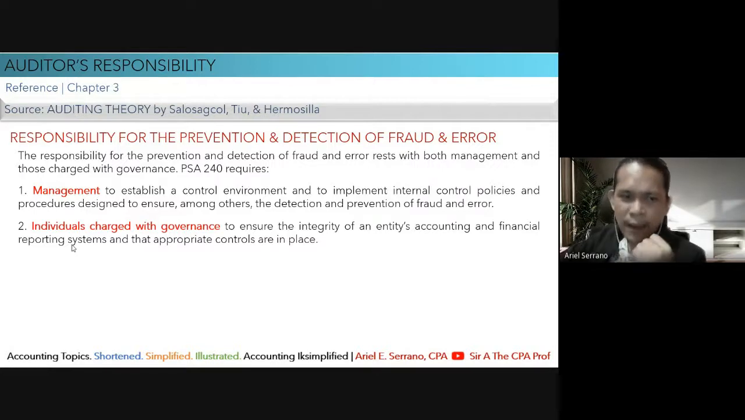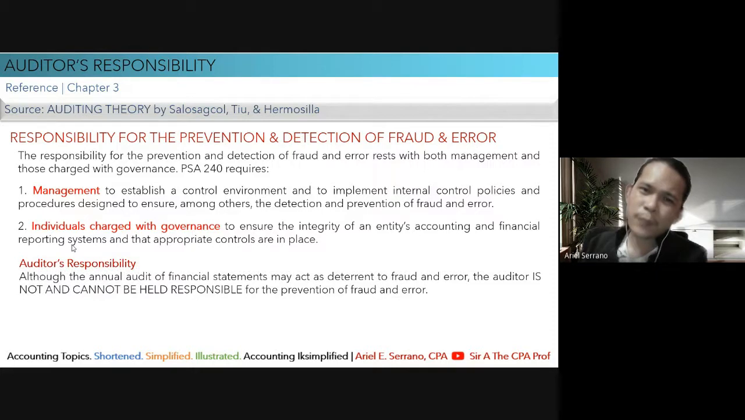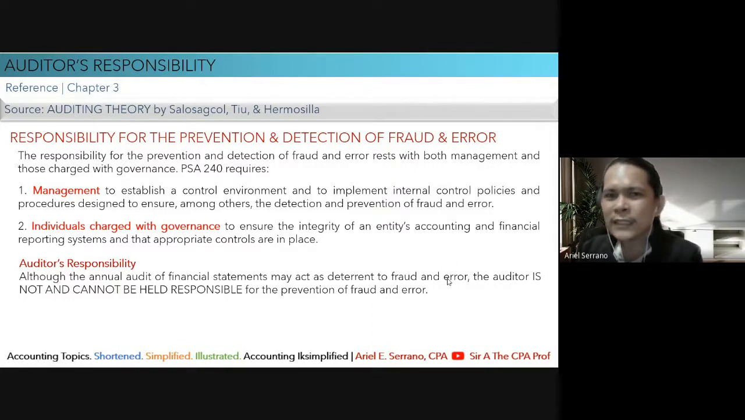Okay? Now, pagdating naman sa auditor, ano yung kanyang responsibility? Ang sabi dito, although the annual audit of financial statements may act as a deterrent to fraud and error, okay, we can deter the occurrence. Pwede po nating maiwasan na ang pagkakaroon ng mga fraud and errors. The auditor, highlight kinapslak ko, is not and cannot be held responsible, okay, for the prevention of fraud and error. Please take note, hindi po siya dapat maging responsable sa pag-prevent ng fraud and errors kasi this is the responsibility of management and those charged with governance.